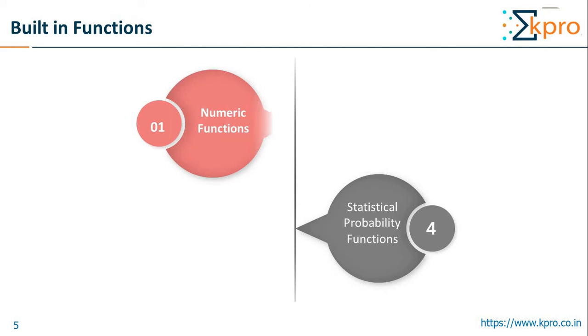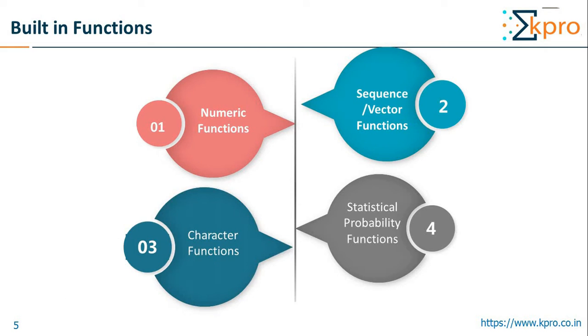So let's have a look at the different built-in functions provided by R. There are different types of built-in functions available in R. I have listed a few of them and here they are. The first one is numeric function, the second one is sequence or vector function, the third one is character function, and the fourth one is statistical probability function. A few examples of numeric functions are abs, sqrt, ceiling, floor, trunc, log, etc.